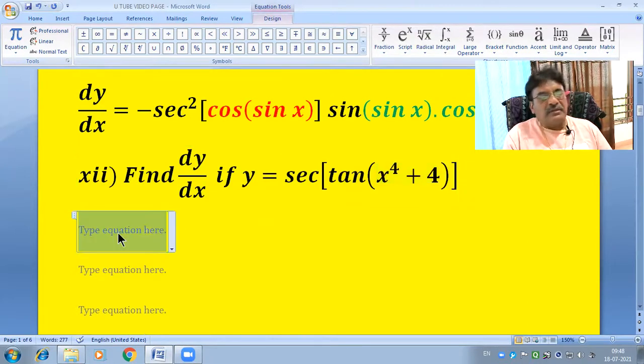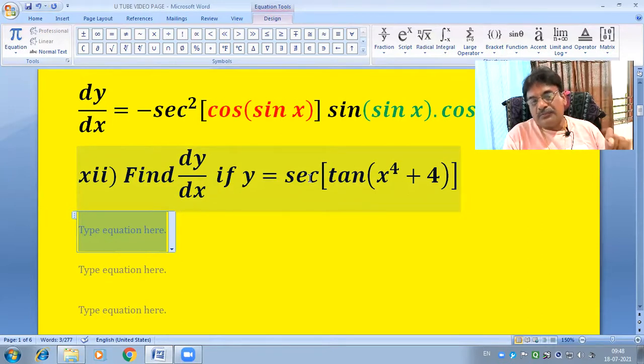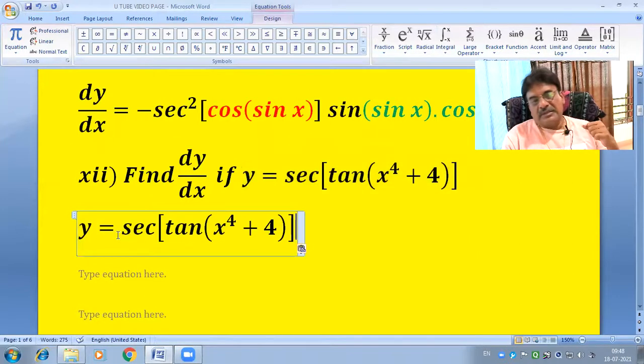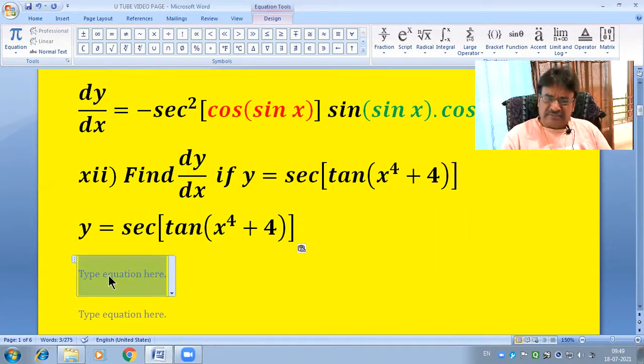This function is given, and we find the derivative of the function, that is y equals sec of tan of x to the power 4 plus 4. So first we write the given function. We write this function in the solution first: y equals sec of tan of x to the power 4 plus 4. Then differentiate this function with respect to x and find dy by dx.